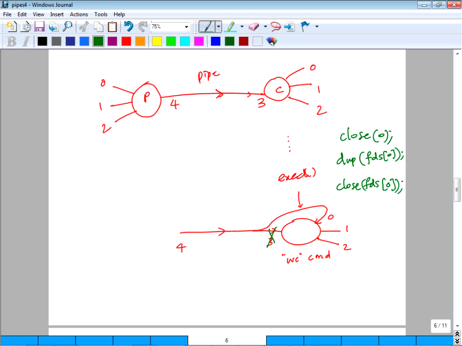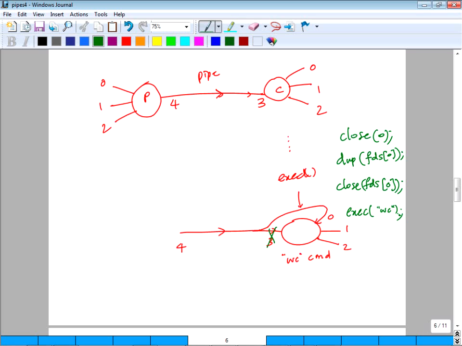Now you can become any process. This one is now ready to do the exec. At this point, now that you have cleaned it up, you can do exec WC, or any command you want to do. That command will have no clue what went on. It's going to use just 0, 1, 2 and get things done. Same thing for the other side too.